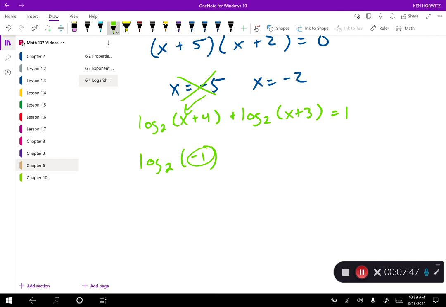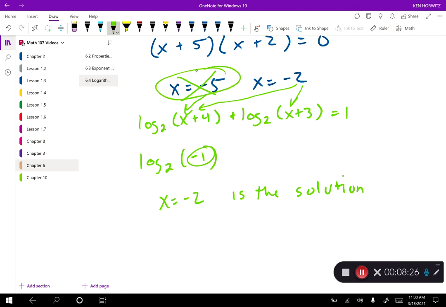All right, so now let's take negative 2. If I take negative 2 and plug it in here, I get a positive number. 4 plus negative 2 is positive 2. I don't care what the number is, I just care that the number inside the parentheses is positive, because the log of 0 is undefined and the log of anything less is undefined. And I can take negative 2 and plug it in there, and I get a positive number as well. So my final answer is x equals negative 2 is the solution. And you can just cross out x equals negative 5.